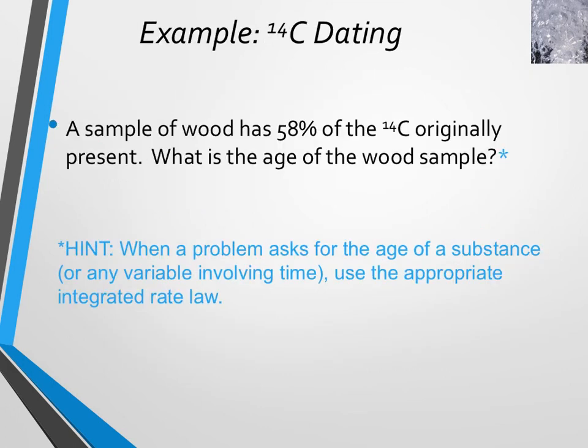So here's an example of carbon-14 dating. A sample of wood has 58% of the carbon-14 originally present. What's the age of the wood sample? All right, so I gave this example because radioactive decay problems quite often will give you a percent left rather than give you an actual quantity that's left or used up. And that's very easy to work with if you remember the nuclear version of the first order rate law. And it looked something like this.